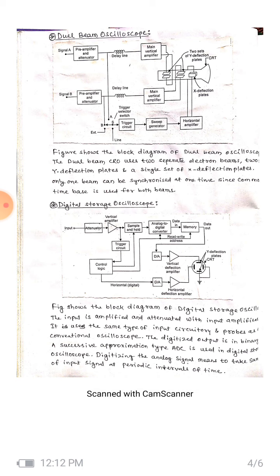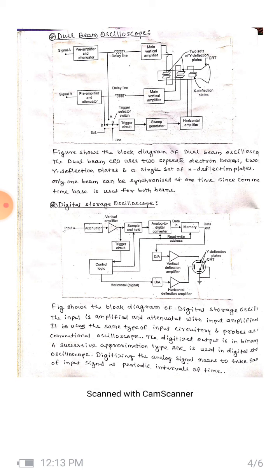Because of all these factors, it is the digital storage oscilloscope, and it has some advantages compared with other CROs. The main blocks in the digital storage oscilloscope are the attenuator, control logic, trigger circuit, sample and hold, A to D converter, memory, vertical deflection plates, horizontal deflection plates, and finally the CRT. Here the input waveform is analog sampled, and each sample is converted into digital form by means of the ADC.